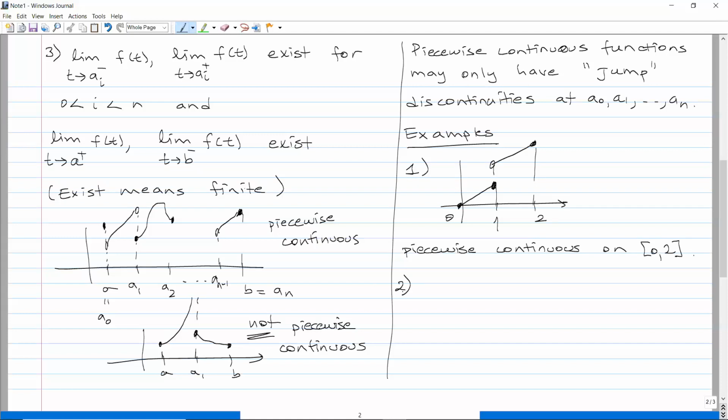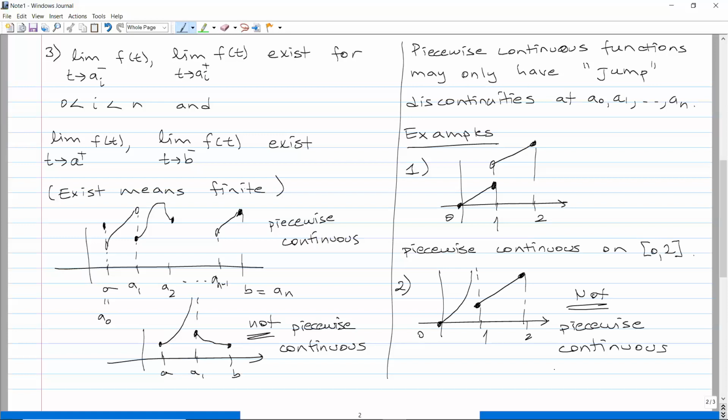Something which is not piecewise continuous, as I already indicated on the graphs on the left. So on 0, 1, if you have something like this, it wouldn't be piecewise continuous. So this is not piecewise continuous on 0, 2.